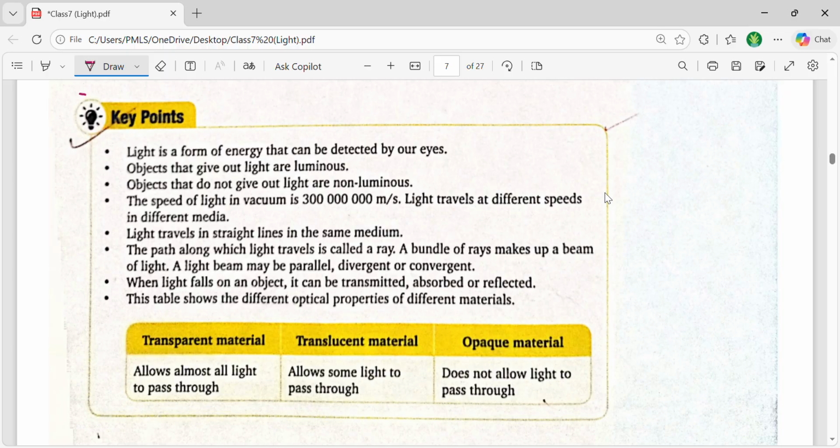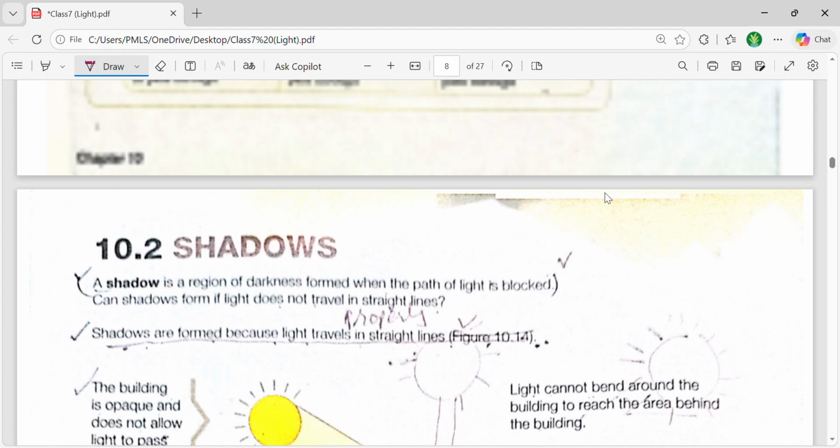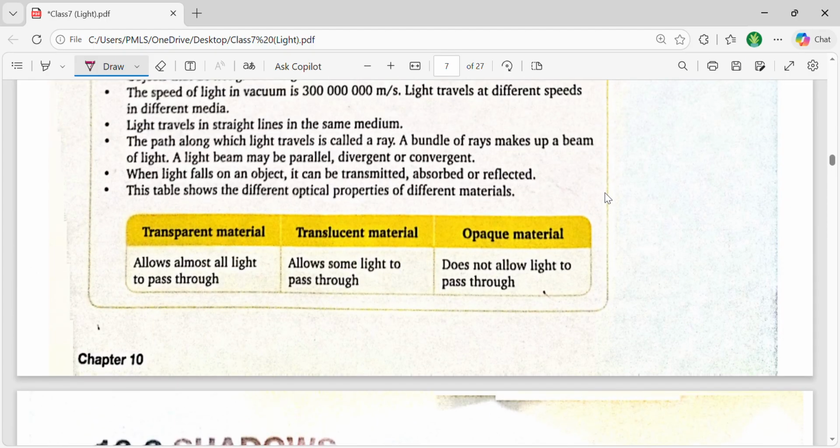These are the key points of all the things that we have learned today, and you need to highlight them and learn them. That's it for today, and let's have a quick question and answer session now.